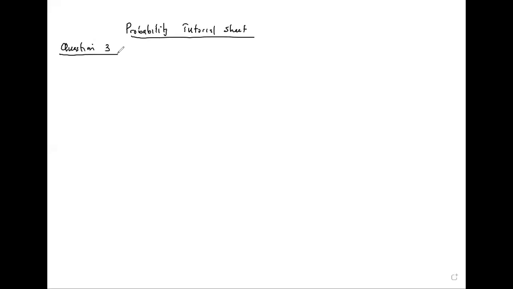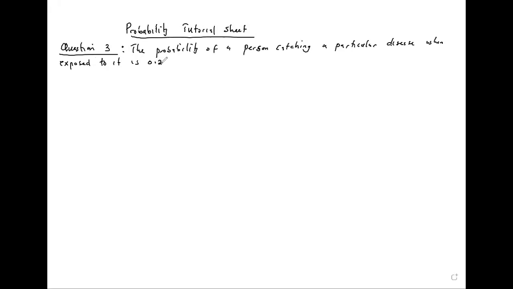So we go to question 3. Question 3 we have the probability of a person catching a particular disease when exposed to it is 0.2.